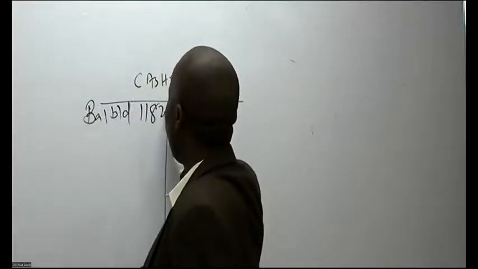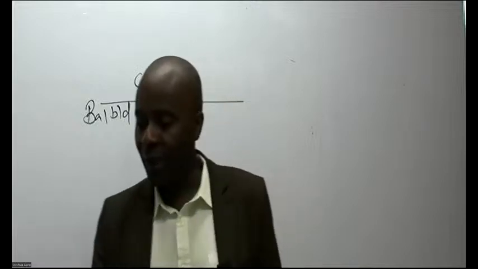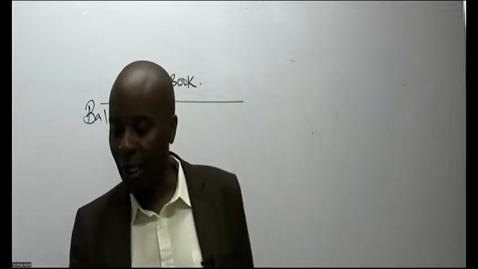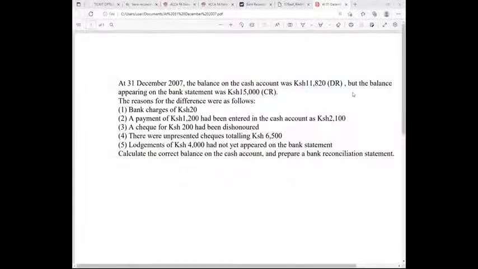Great. Now, from there, we are told the next thing is that the balance appearing on the bank statement, which will come later, was 15,000. So you can see there's a discrepancy between the two. The reasons for the difference were as follows. The first thing I'm now aware of is that there were some bank charges of Kenya shillings 20.